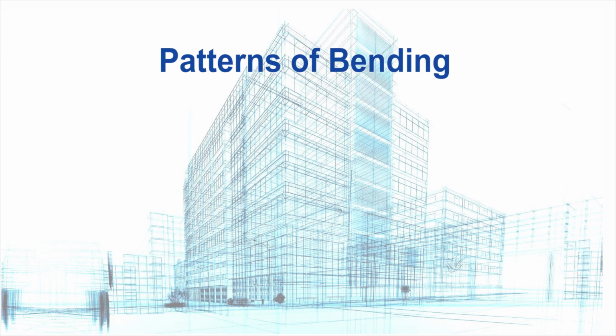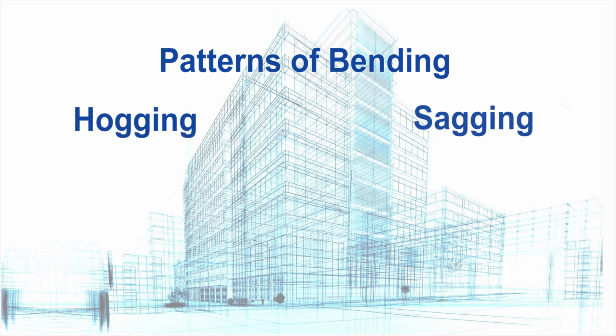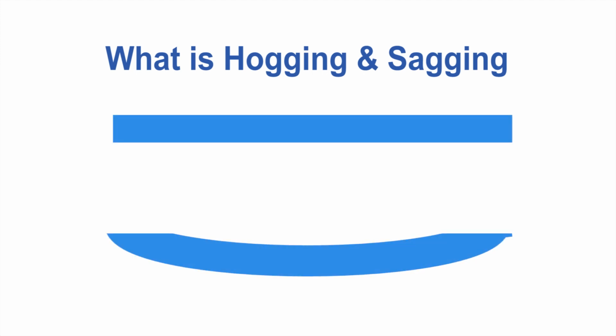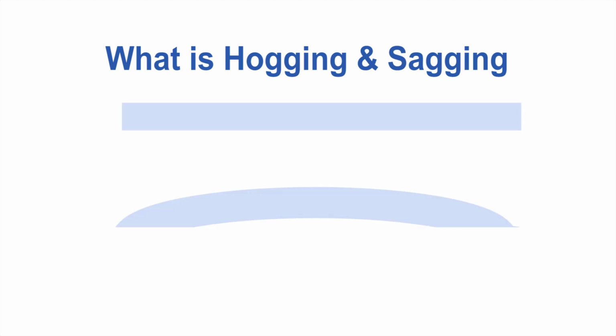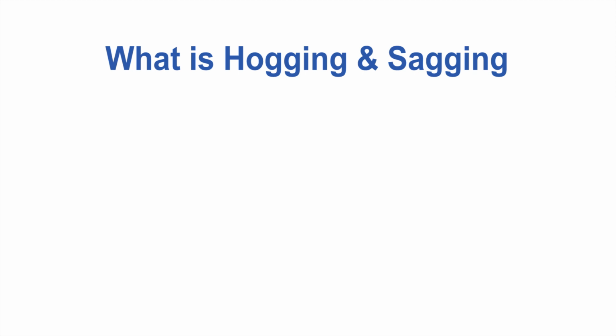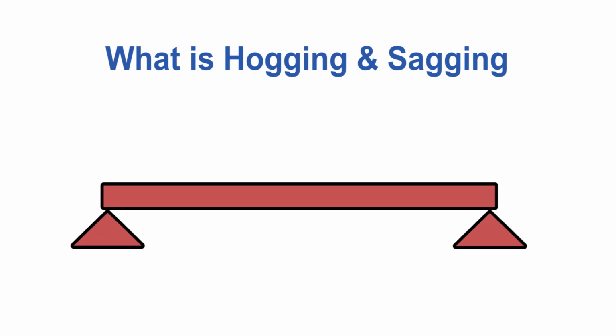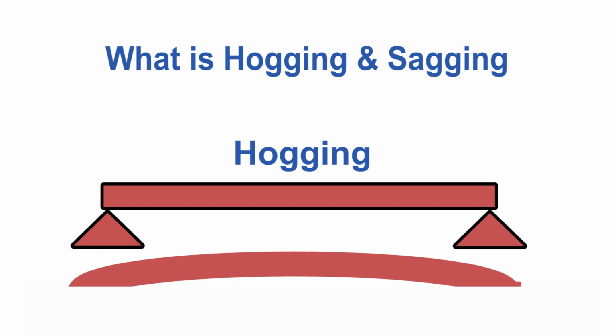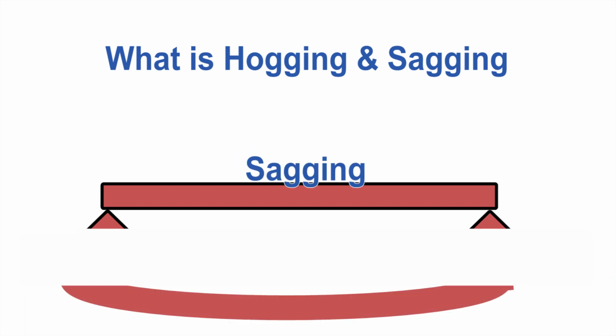Now we will discuss about the bending patterns. These patterns are hogging and sagging. Do you know what is hogging and sagging? Look at the shape. When it is curved downward, that is called sagging. And when the shape is curved upward, this is called hogging. Same is applicable to the beam. When load is applied, hogging describes a beam which curves upward, and sagging describes a beam which curves downwards.